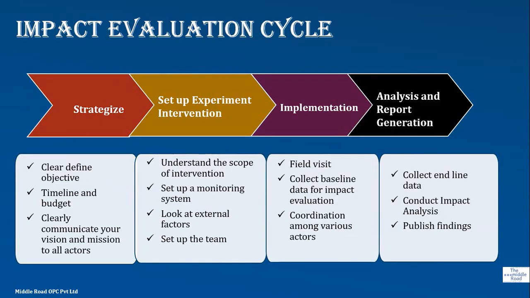Second stage is you set up the experiment and intervention. You need to understand the scope of the intervention. Is it going towards the long-term part of your vision, what you want to accomplish, or the short term or the medium term? So what are these interventions? How are you going to plan it out? You set up a monitoring system. You need indicators to look at the outcomes or preconditions, which are smaller outcomes, and then the final outcome.